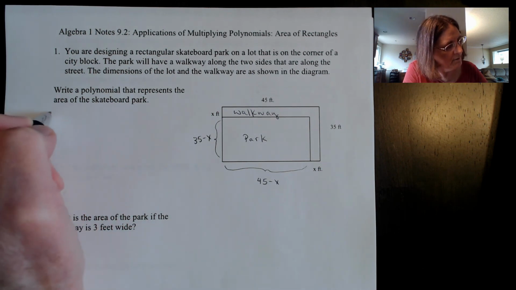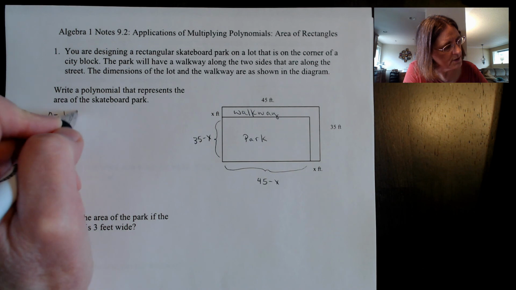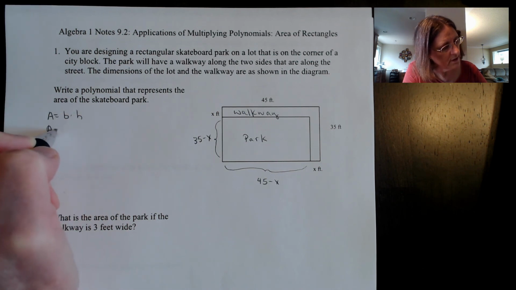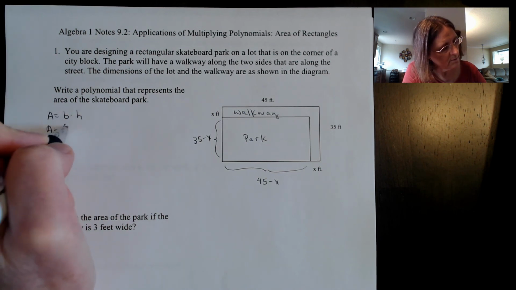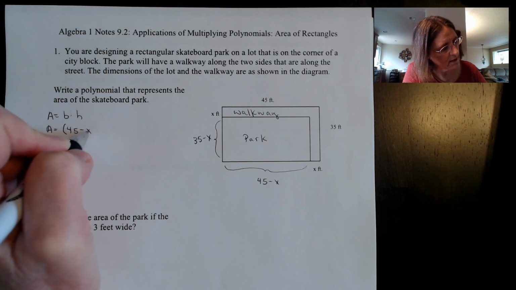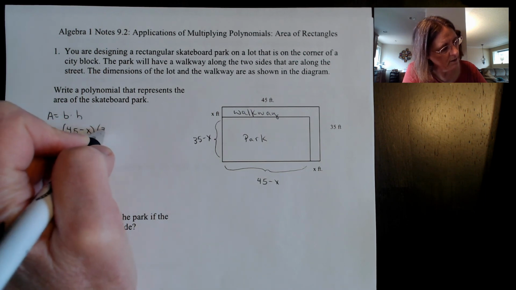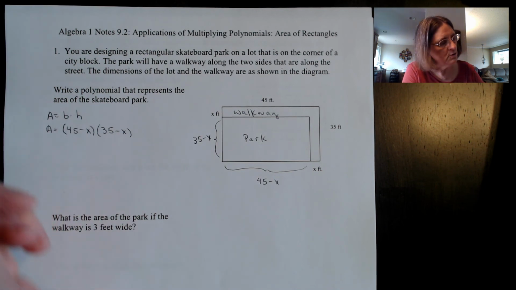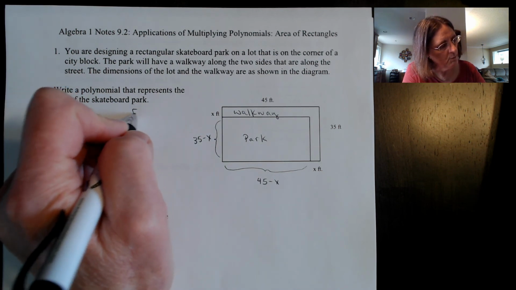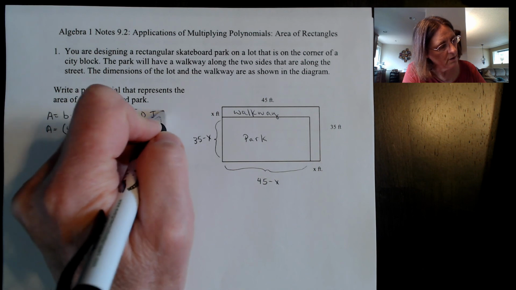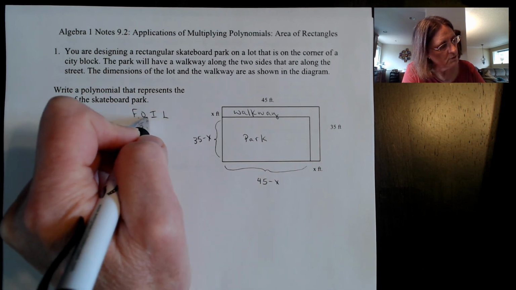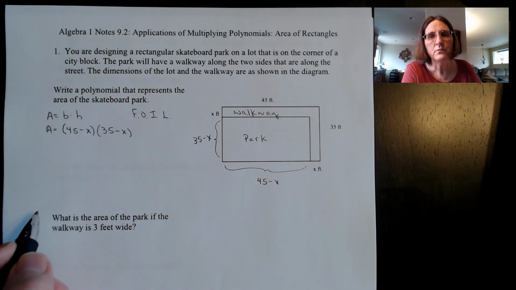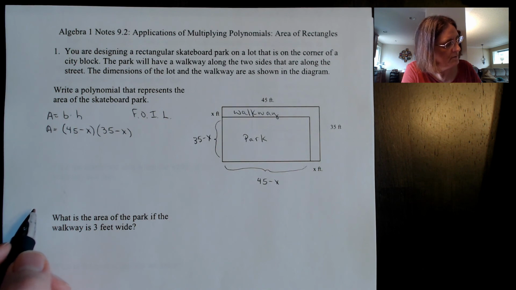So our area then is equal to base times height. So we are going to take the base, 45 minus x, multiplied by the height, 35 minus x. And we're going to multiply these two binomials together. Remember, we're going to use multiplication, which is defined by the acronym FOIL: first, outer, inner, and last.